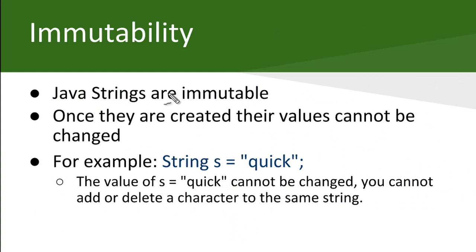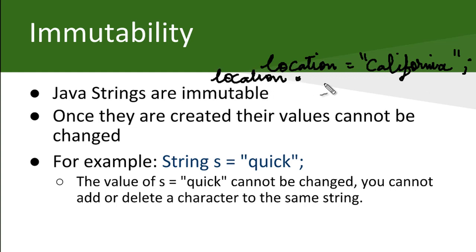Now, one of the things which you must have noticed in the previous example was how I wrote location. When I wrote location as, say, California, and when I used the function toUpperCase on it, I was again assigning location is equal to location dot toUpperCase. Why did I do that? Why couldn't I just have written location dot toUpperCase?